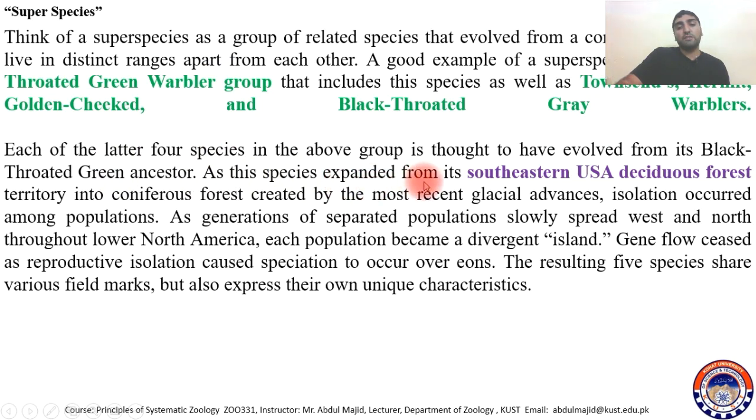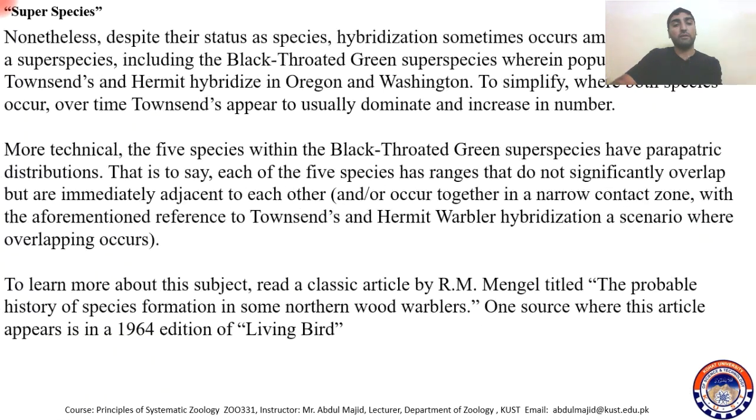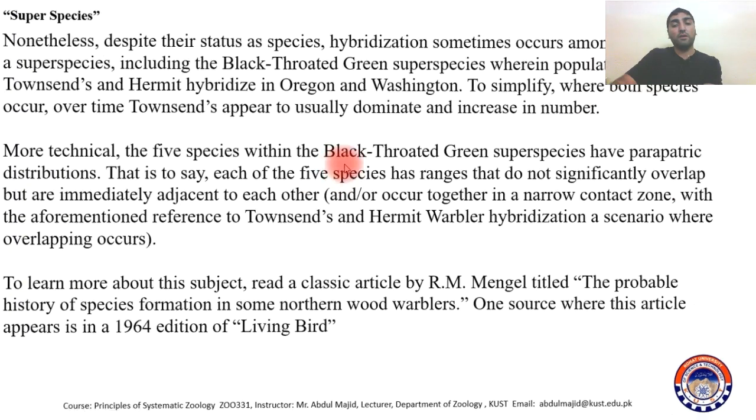Now, these species expanded from their southeastern USA deciduous forest territory to the coniferous forest when the recent glaciation advances occurred, which isolated their populations. Then their populations spread slowly and gradually to the west and north through lower northern North America, and then these populations became too divergent, and they became superspecies. So this is again an example of superspecies.